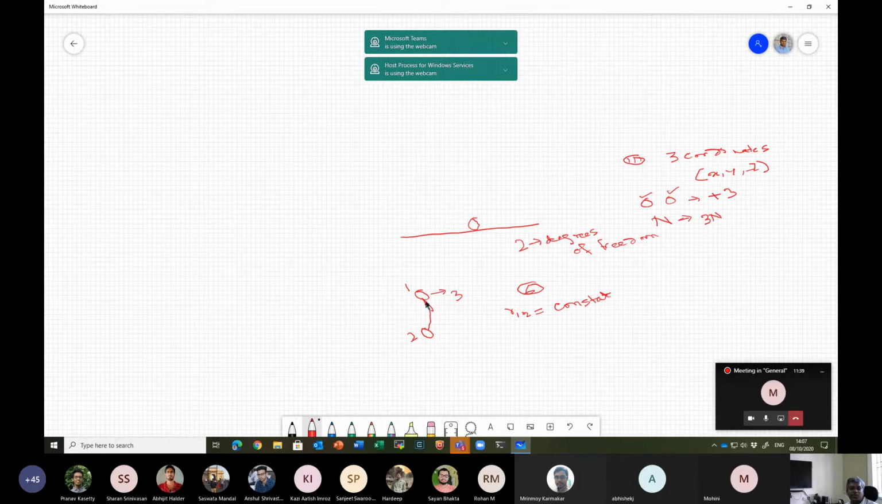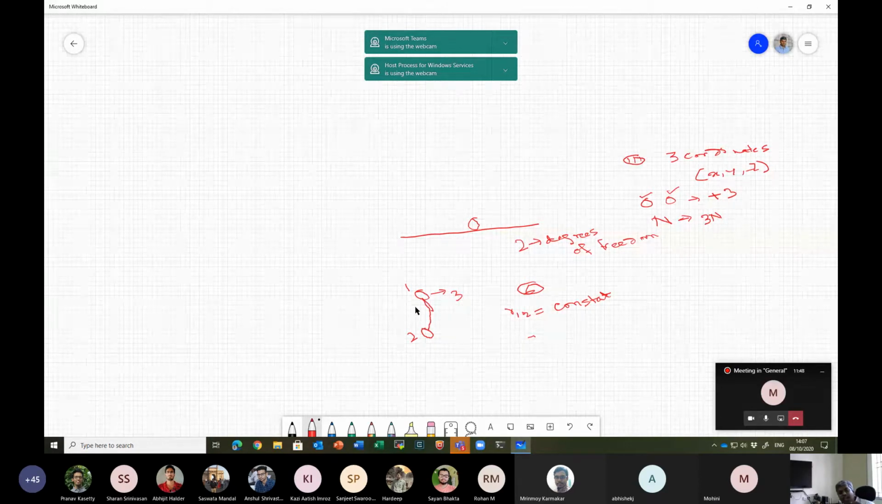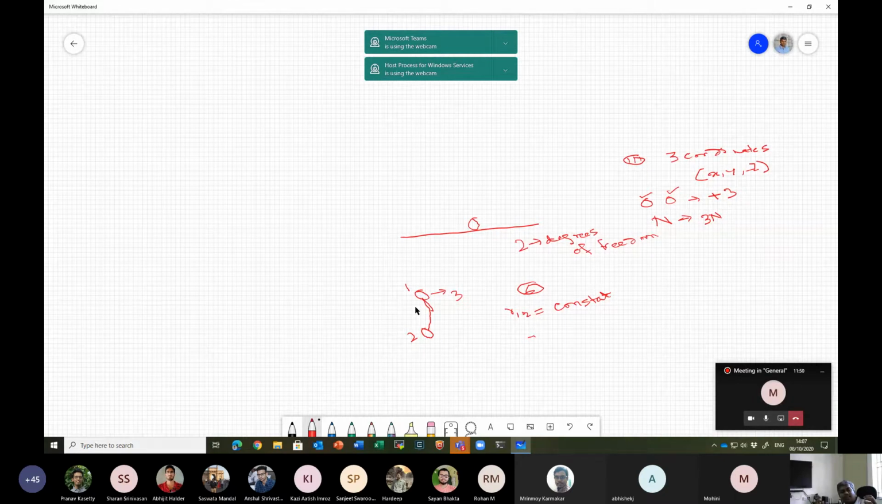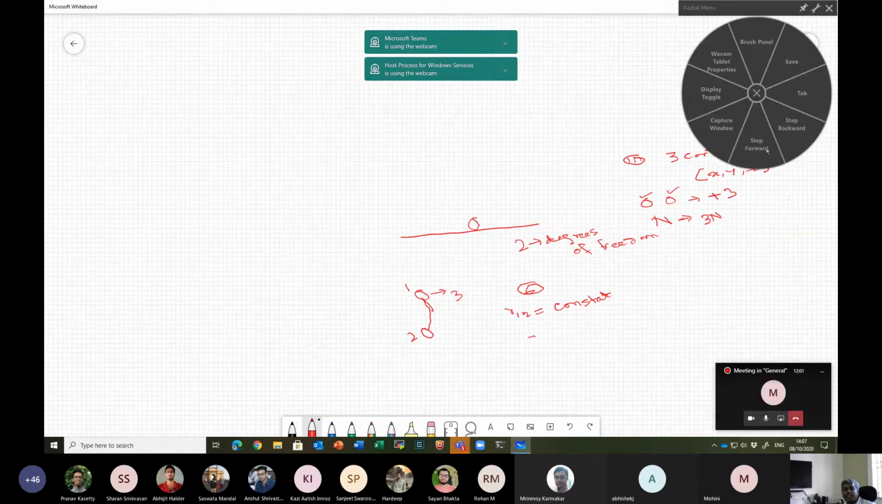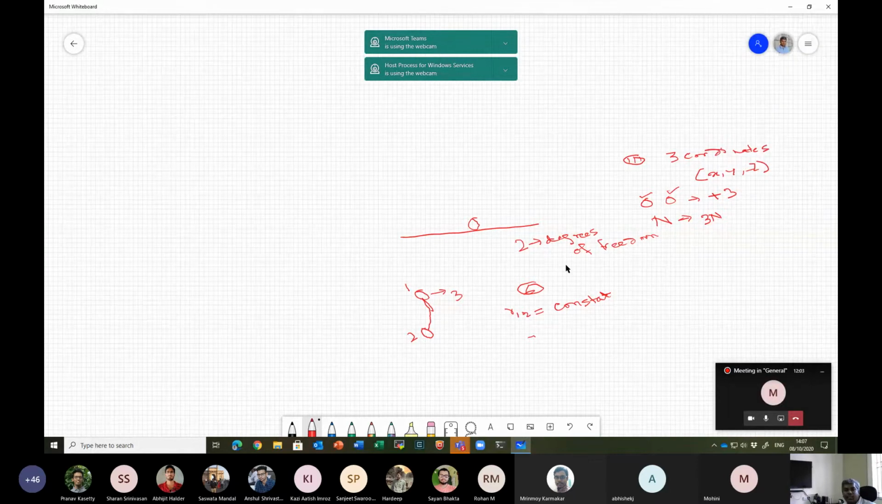If there is no string between them, we have 6 degrees of freedom. But now if I put a constraint that these two atoms or particles, whatever you want to say, are connected by this string, and the distance between them is constant, then basically you are putting one constraint on this system. In that scenario, you reduce the number of degrees of freedom to 5, right? This is the simplest system you can imagine.